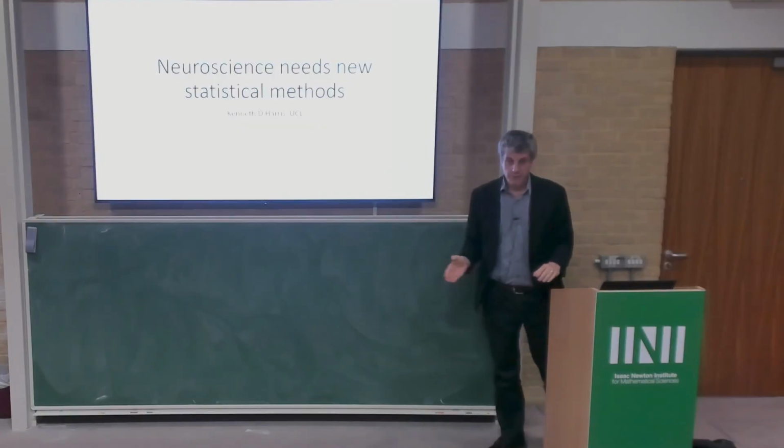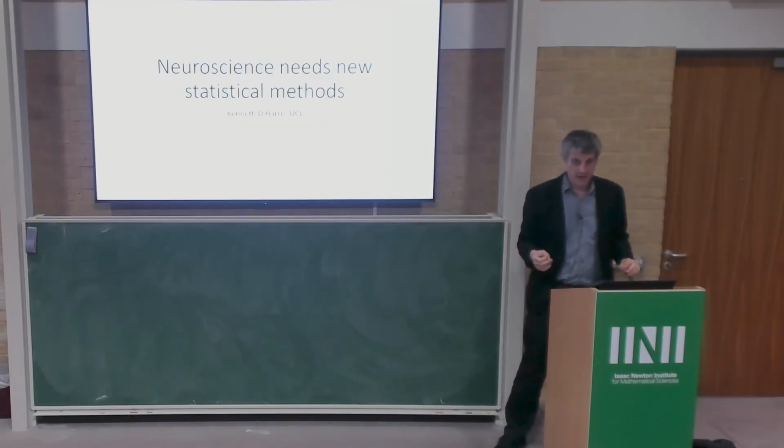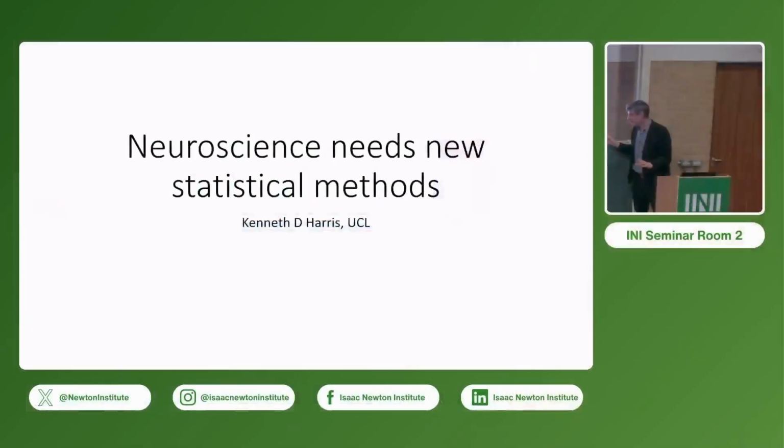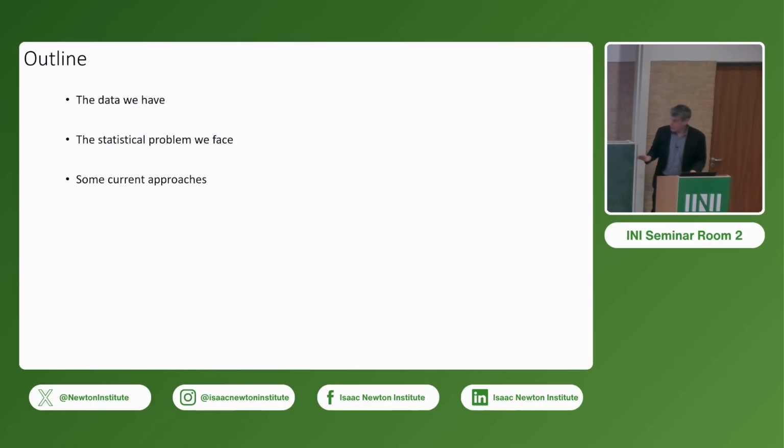As you can see from the title, it's sort of a cry for help. We've got all of this amazing data, really incredible data. We don't have the methods we need to draw valid conclusions from it. So what I'll talk about is first the data, or some of the types of data we have, then the statistical problems we face, and then some current approaches. My goal here is for you to say, these methods are terrible, you could do much better than that, and then tell me how, or start working on it. So that's kind of the goal.